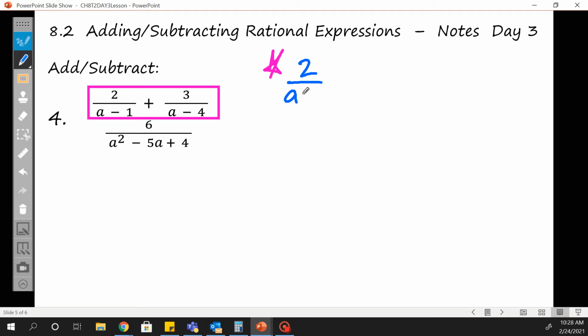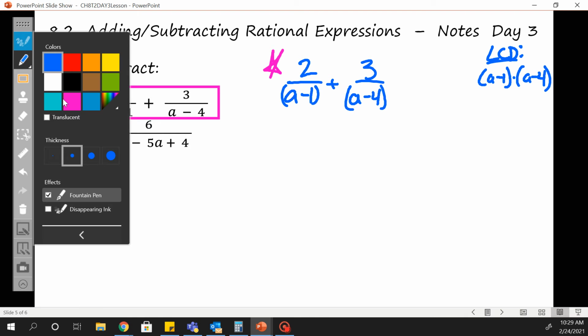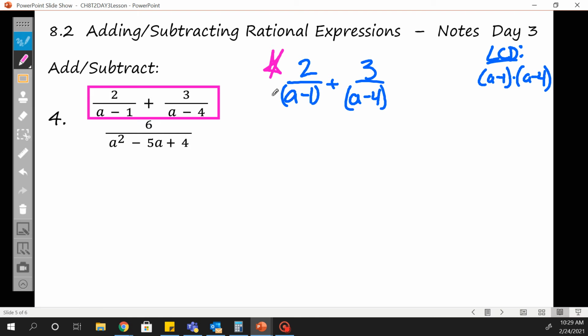So I have 2 over a minus 1 plus 3 over a minus 4. So the LCD here, they don't have any factors in common. The only factor the first one has is a minus 1. And the only factor the second one has is a minus 4. So the LCD is a minus 1, a minus 4. So to get that with the first fraction, I would have to multiply by a minus 4. To get that with the second fraction, I'd have to multiply by a minus 1.